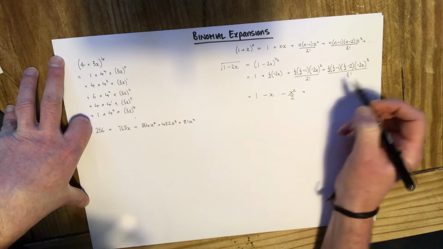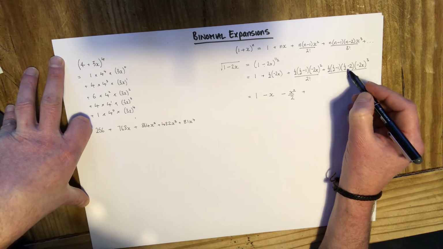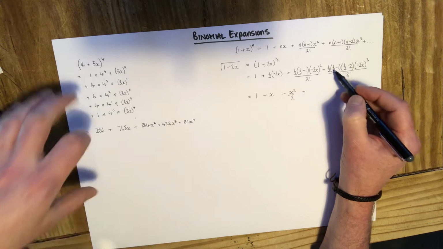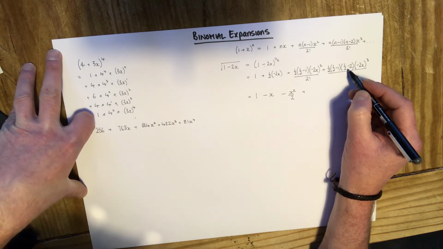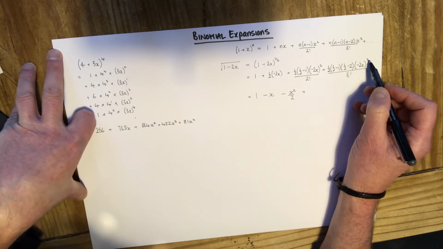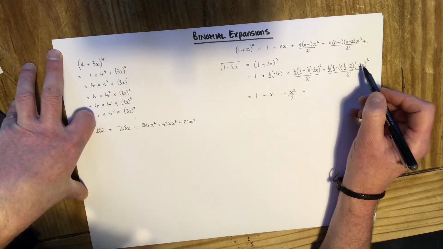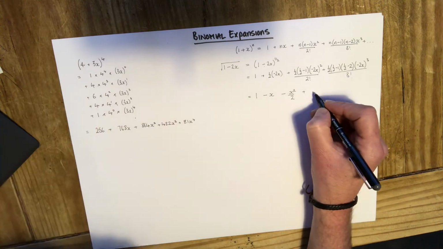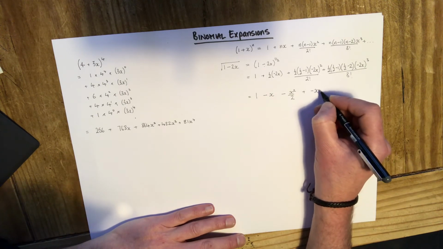And we'll do one more. This could be interesting. Half times minus a half is minus a quarter. This is minus 3 over 2. So minus a quarter times minus 3 over 2 is positive 3/8. So this is 3/8. Minus 2 cubed is minus 8. So 3/8 times minus 8 is minus 3. So I've got minus 3 over 6, which is minus a half.